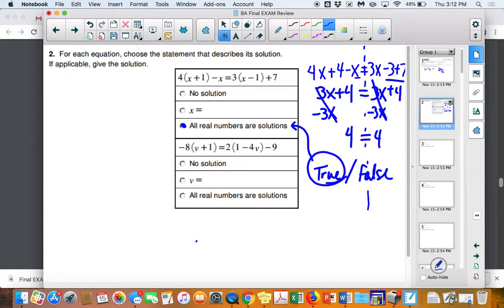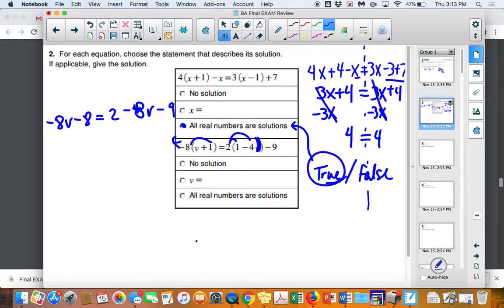Okay, so let's go to the next one. I'm going to work this other one, and I'll try to squish him in over here. I'm going to distribute the -8, so it'll be a -8v minus 8, because a -8 times a 1 is a -8. All right, now come over here and distribute your 2. 2 times 1 is 2. 2 times -4v is -8v. And then bring down your -9. Remember, you stop distributing whenever you get to the parentheses.